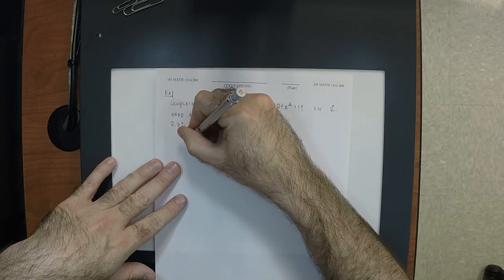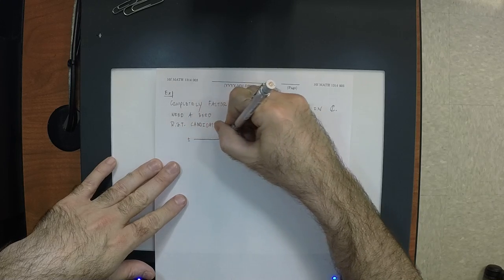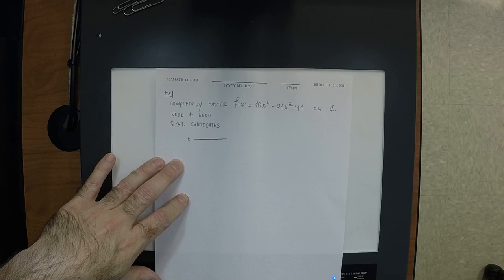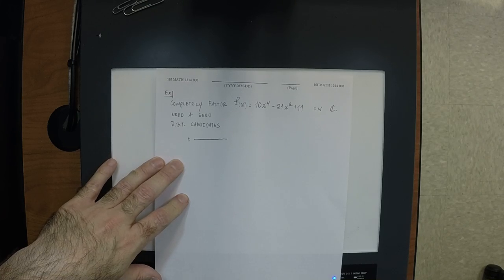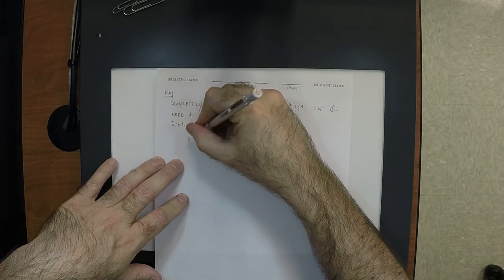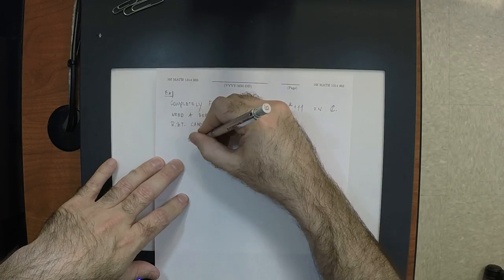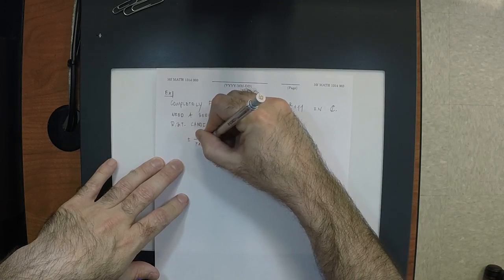So that's plus or minus what? So what goes in the numerator? 10. Not 10. 11. A factor of 11, right? A factor of 11 divided by a factor of 10.